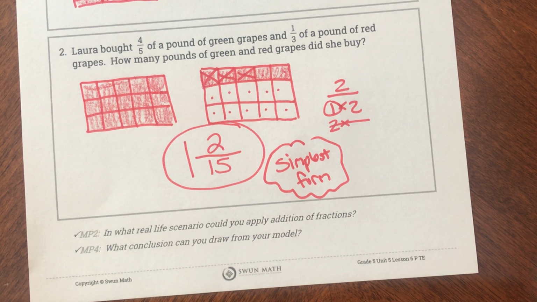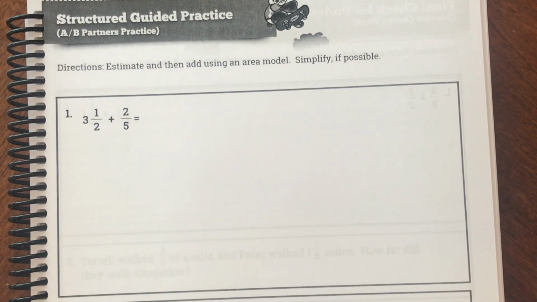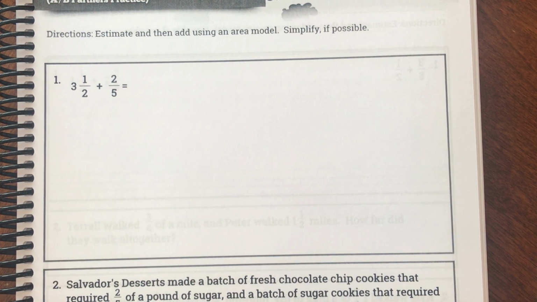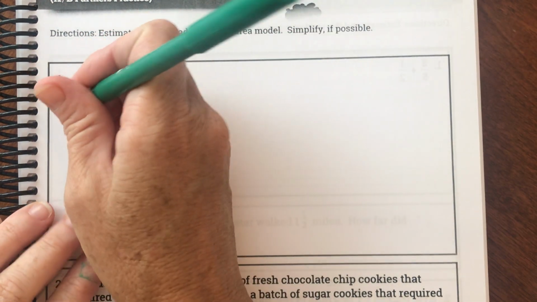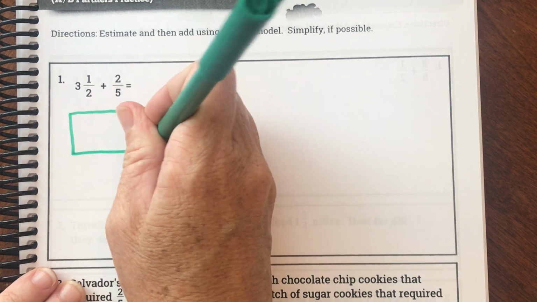Okay, so let's try some together now. We are on page 30. And again, you might want to have something to shade in with, maybe a highlighter or something. I'm going to be using a crayon and a green marker. Okay, our first problem says 3 and 1/2 plus 2/5. Okay, so we first have to draw and shade. One has to be vertical and one has to be horizontal. Please make sure you do not go ahead of me because I want us to have matching ones.